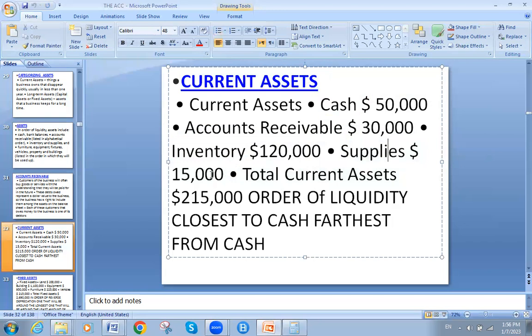Supplies is 15,000. Once you change it into raw materials, then into finished goods, and you sold it, the cost was 15,000. Then in that case, you will get the 15,000 in cash. So this is also current assets. We add them together to get the total current assets, which was 215,000, like I showed you: 50,000 plus 30,000 plus 120,000 plus 15,000 will give you 215,000.